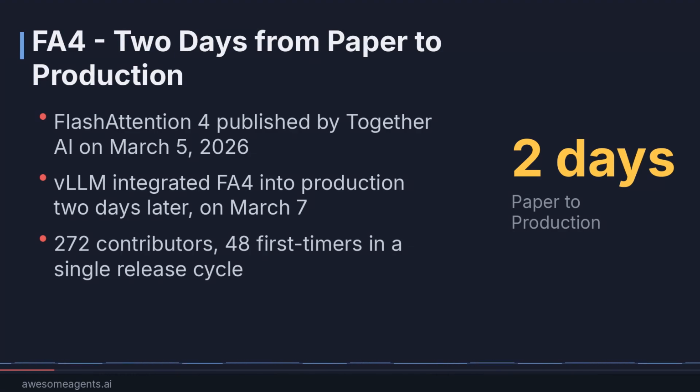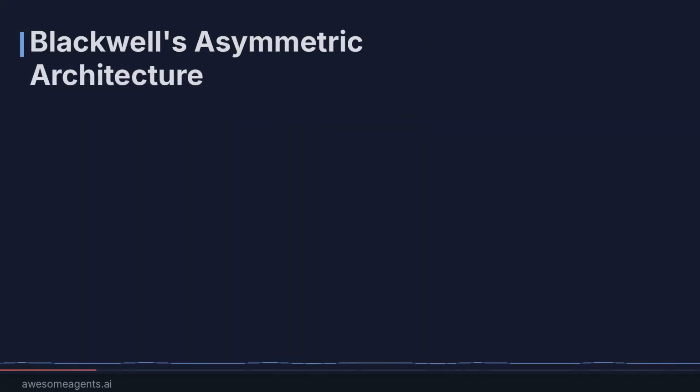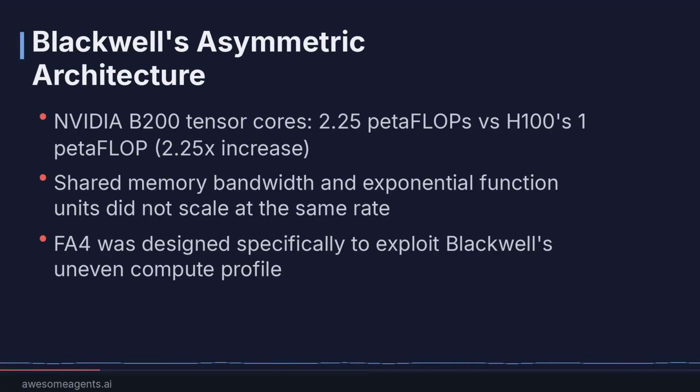The biggest headline is FlashAttention 4 integration, and the timing here is kind of wild. FlashAttention 4 itself was published on March 5th, and vLLM had it in production 2 days later. 2 days? That's fast. How does that even happen? It reflects how active the contributor community is. This release had 699 commits from 272 contributors, and 48 of those were first-time contributors. That's not a small team moving slowly.